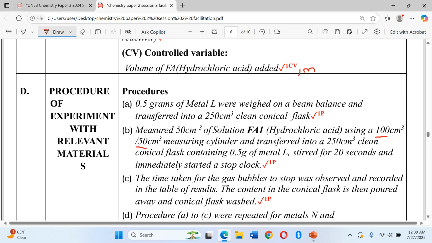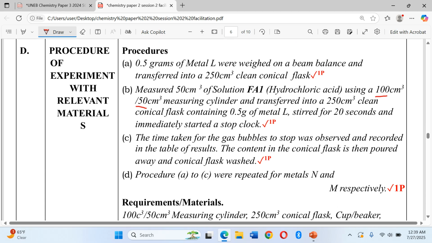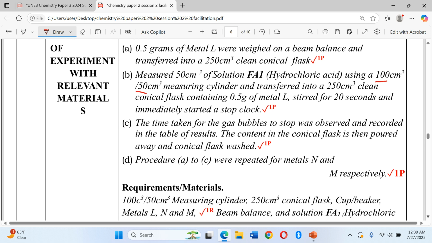Now, it is stirred for around 20 seconds, and we start a stop clock and wait until the gas bubbles stop. Why are we stirring for a few seconds? So that the metal and the acid can mix very well. What you do for metal L should be the same thing you do for metal N and metal M. The time taken for the bubbles to stop is also recorded and noted down in the table of results. The content in the conical flask is then poured away and the conical flask is washed. Then procedures A to C are repeated for metals N and M respectively.